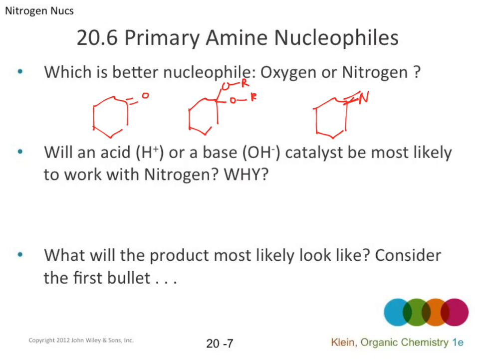The hydroxide. So our base catalyst is going to be a bit of an issue because the base catalyst could act as a secondary nucleophile. So we aren't a big fan of base catalyzed nitrogen reactions. We're going to tend to see those being under acidic conditions. All right. What will a product most likely look like? We just addressed that. We're looking at the nitrogen being doubly nucleophilic, and we end up seeing the complete swap out for our nitrogen versus our oxygen.